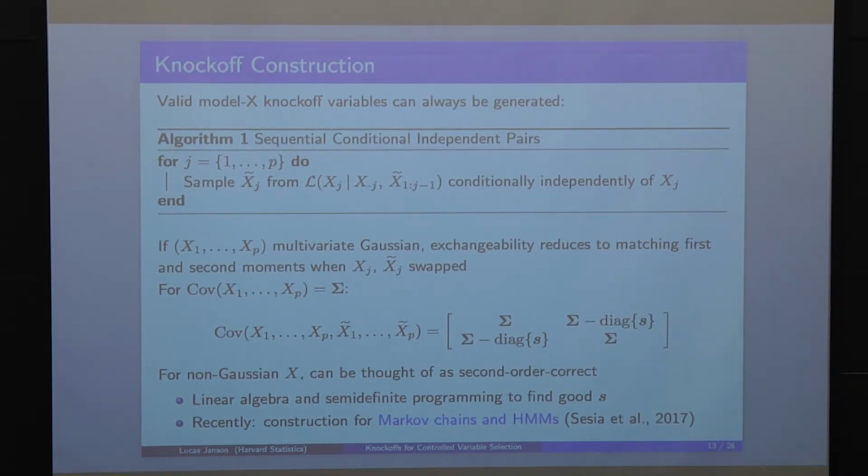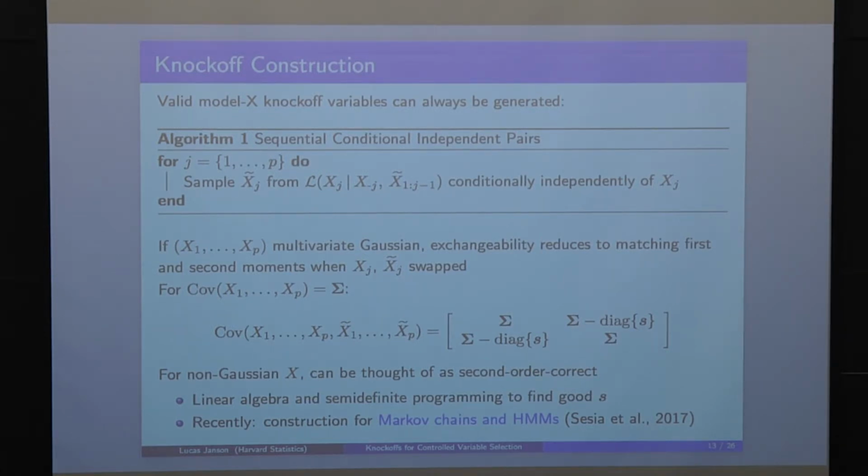It's a good question. Okay, so yeah, we can use linear algebra and semi-definite programming to find S. So for multivariate Gaussian, we have a good computational solution for finding S and thus generating these knockoffs. Because once I know this joint distribution, it's easy for me to generate the knockoffs conditional on the original variables using just normal theory.